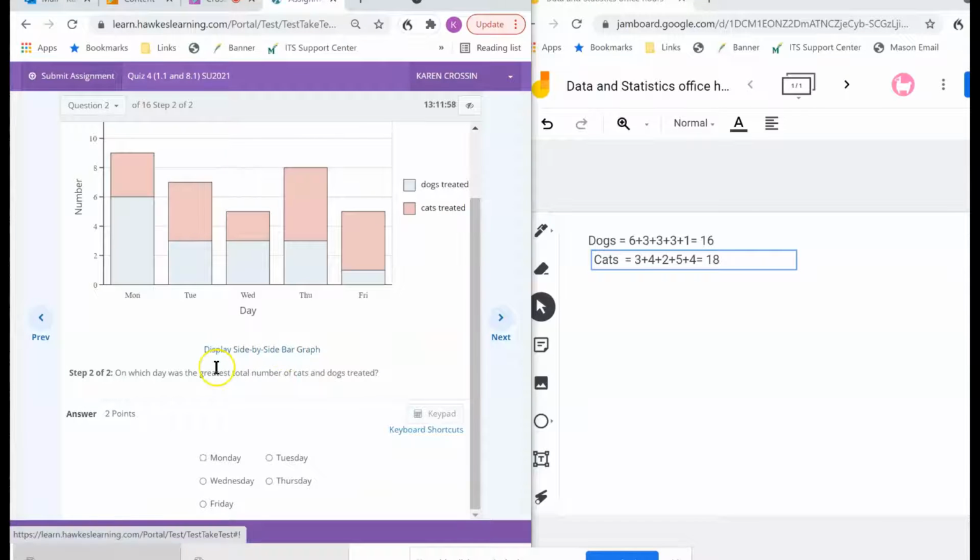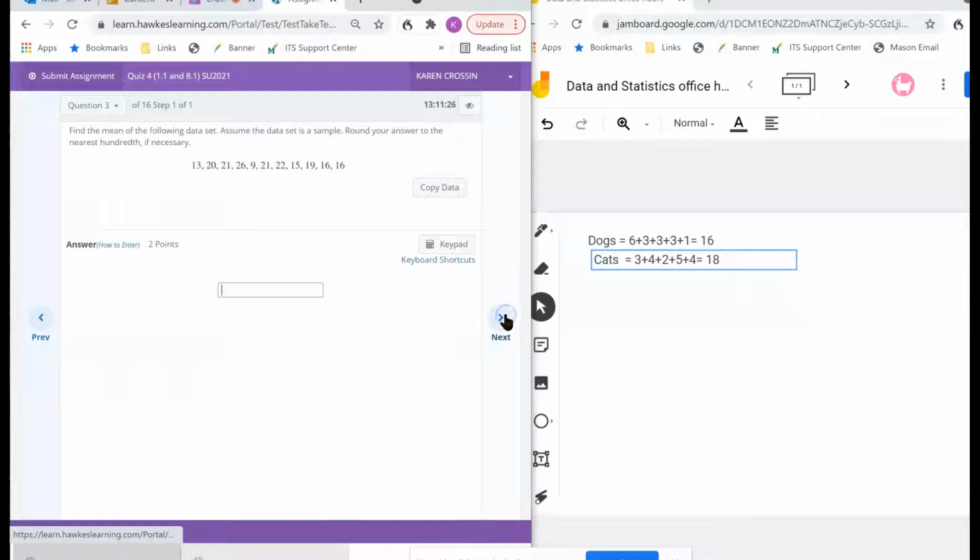Okay, on which day was the greatest total number of cats and dogs treated? So the keywords to me here are total, well, greatest total, cats and dogs. So we're not looking at this line, we're looking at the total number, right? So which day was the greatest total number? Monday. And that's the greatest total number because all the dogs and cats got sick over the weekend or whatever it was. Okay, so Monday. Monday, the worst day of the week.